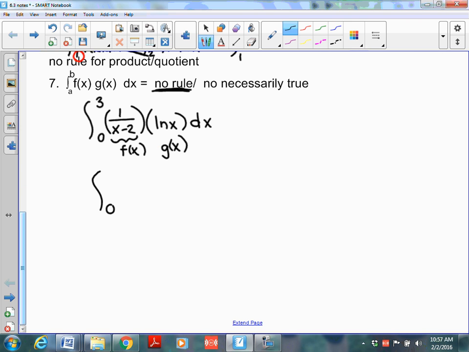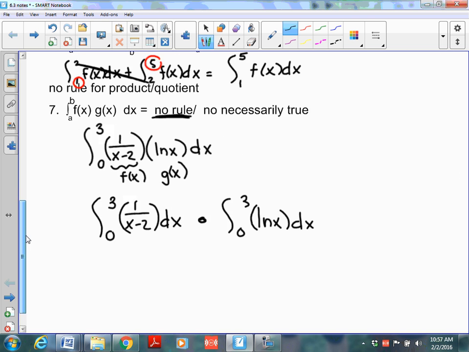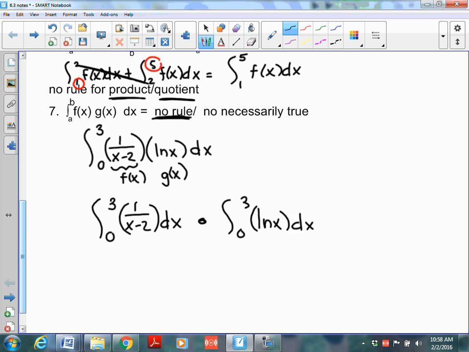You can't just integrate from 0 to 3 of 1 over x minus 2 dx, and then multiply it by the integral from 0 to 3 of natural log of x dx. You can't break this up. You can break it up, go back up here, if it's positive and negative, it's assumed true for that. You cannot break it up for products and quotients, or multiplying and dividing. This is not necessarily true. This is not necessarily true. So do not break it up.